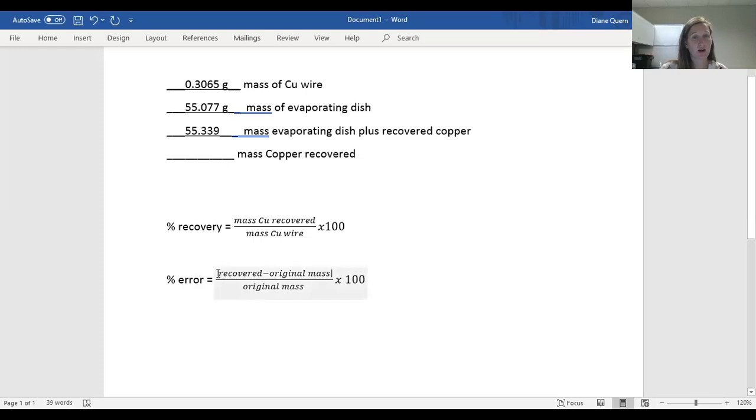Also note with percent error, there are bars around the top portion, around that subtraction. Those bars are absolute value bars. So that means it should always be a positive number.